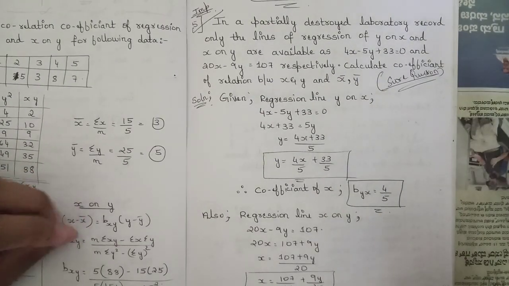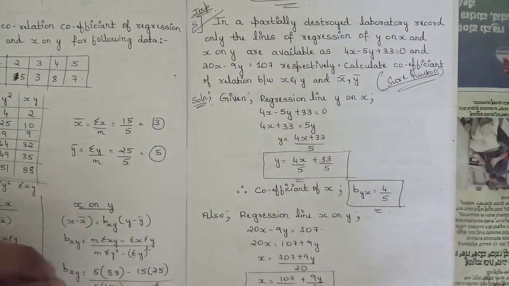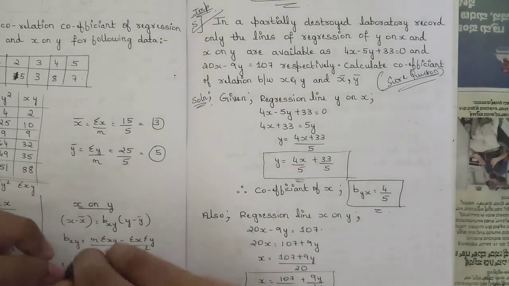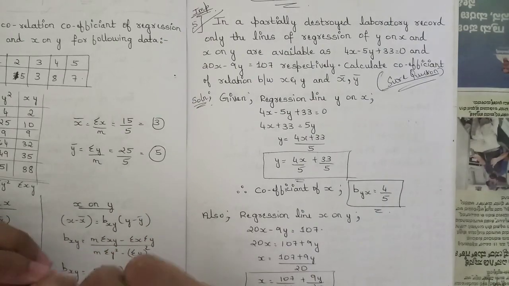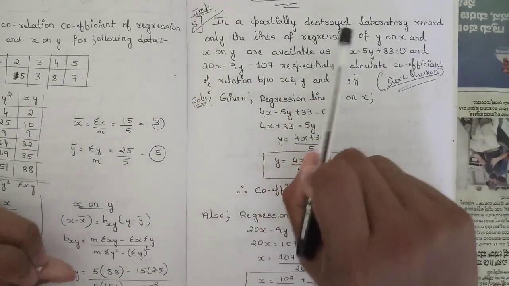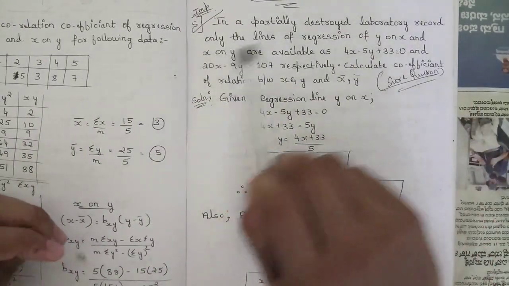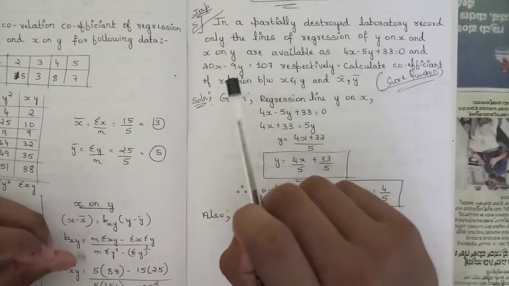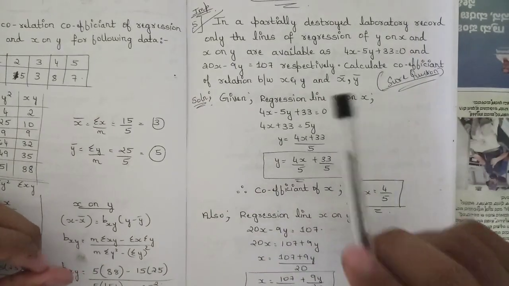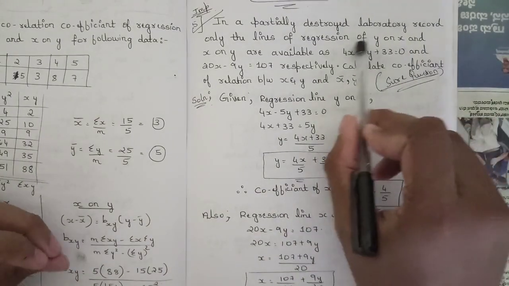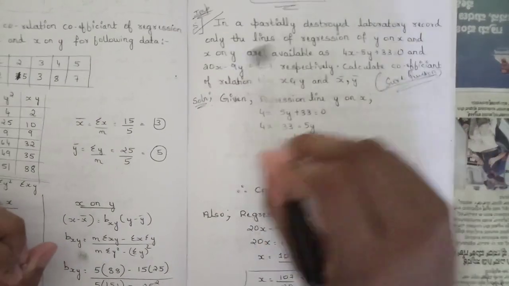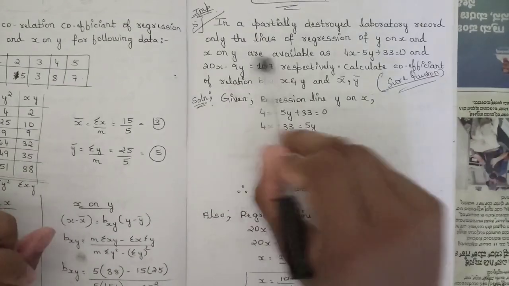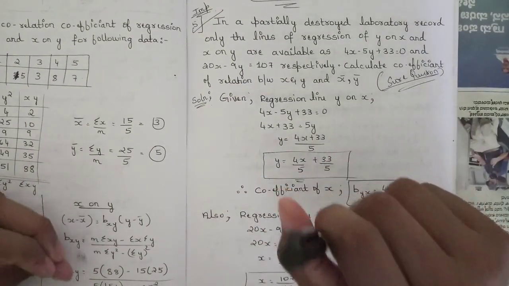Sure question. Okay, this might come, so please take a good look at this question. Here the question goes like this. In a partially destroyed laboratory record, only the lines of regression of y on x and x on y are available. Here they have given two equations, not actually the lines of regression, so we need to convert them to the lines of regression.